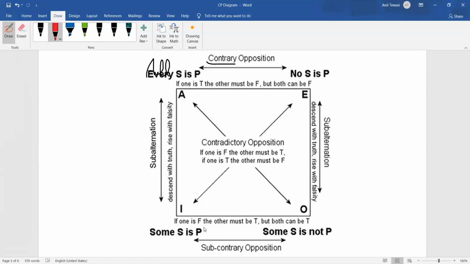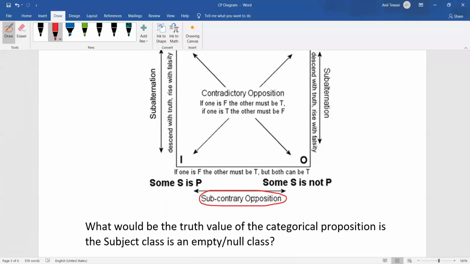And same thing you can consider in several ways. So the relationship between I and O proposition is called sub-contrary relationship. Sub-contrary. They are sub-contrary propositions. How do we understand the sub-contrary relationship? We understand that two propositions, when they can be true together, but they cannot be false together. If two propositions are so related that they can be true together, but they cannot be false together, then the relationship between such propositions is called sub-contrary relationship.